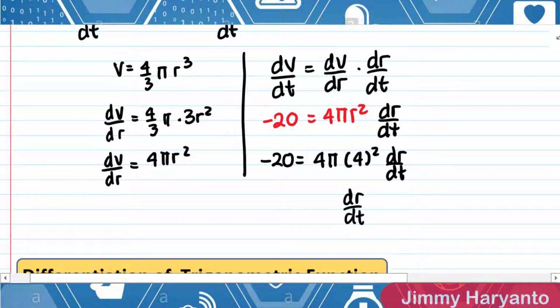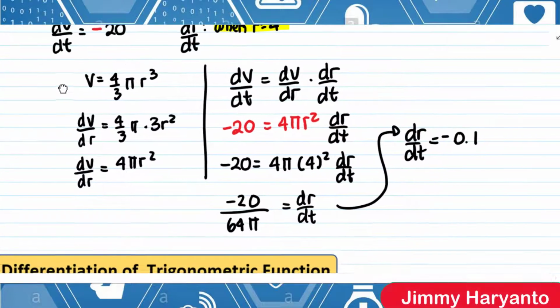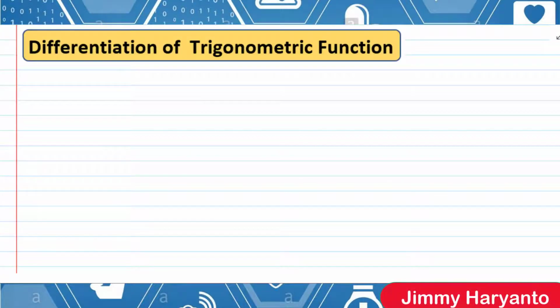Dr over dt equals to how much? Negative 20 divided by 16 times 4, 64 pi. Okay, using your calculator you'll get negative 0.1, and the unit will be centimeter per second. Okay, next is the differentiation of trigonometric function.